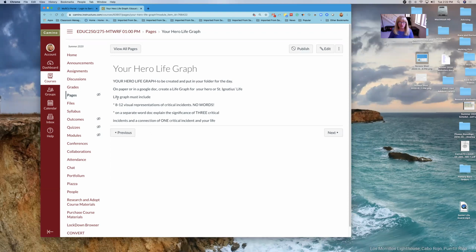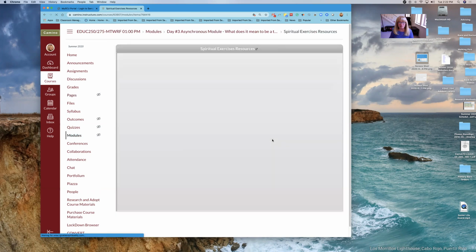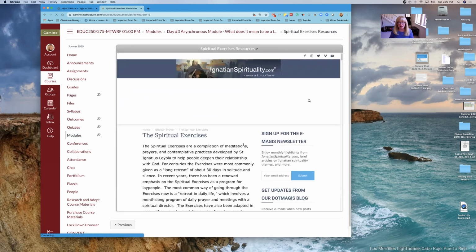So your life graph has to be 8 to 12 visual representations of critical incidents in that person's life, no words. On a separate Word document, you're going to explain the significance of 3 of those critical incidents, and you're going to connect one of those critical incidents with your own life. Like, I connect to that incident in that person's life, right? Because, so here's the 3 that I'm going to explain, and then here's the one that I connect to, okay?